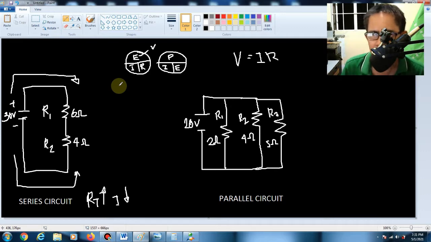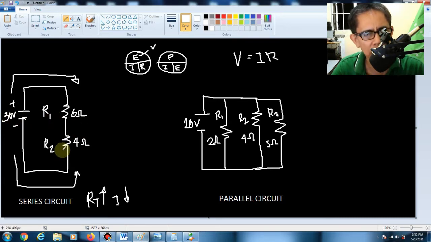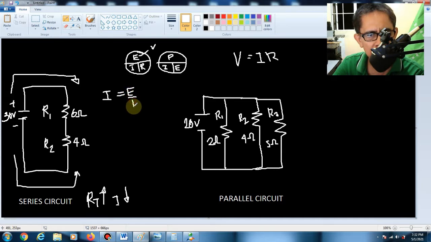Okay, so ngayon dito sa ating series, let's take for example. We have R1 6 ohms, R2 4 ohms, then we have the supply of 30 volts. So with the use of the Ohm's law formula, we are going to solve the current, kasi missing yung current, di ba? We have the voltage, we have the resistance. So yung nawawala dyan, we're going to solve for the current, equals voltage over the resistance.